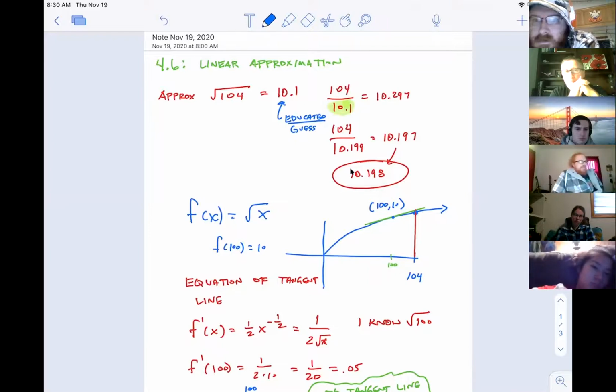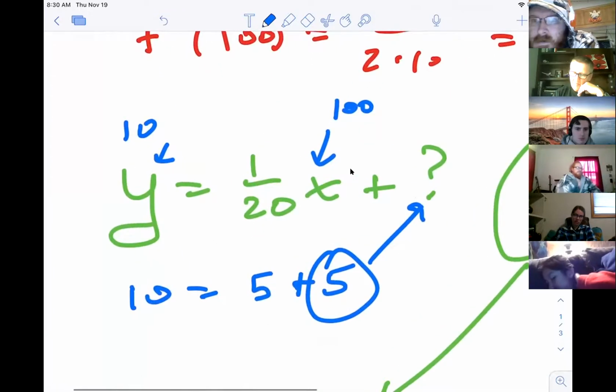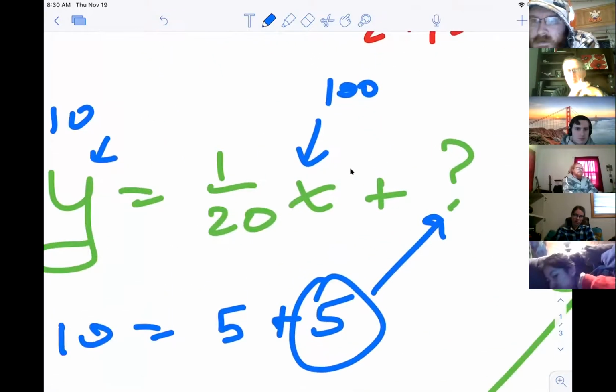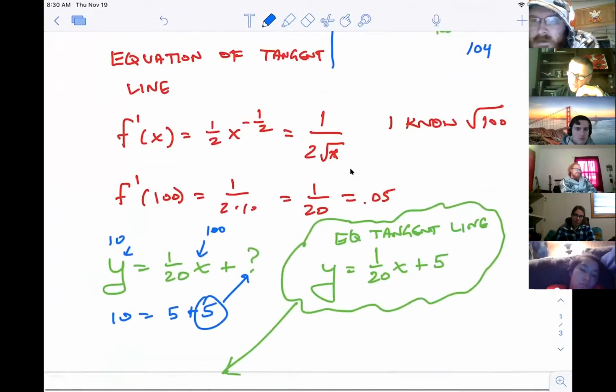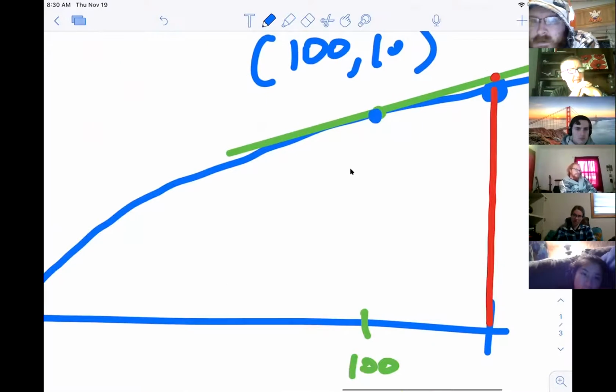Now, as a memorized process, for some reason, I remember learning this, and I was always plugging the wrong number in at the wrong time. Like, for instance, down here, I wanted to plug 104 in there instead of 100. You really have to have a clear picture of what you're doing here. You have to have a clear picture that I'm picking a point that I do know something about that's not the point that I want to know something about.